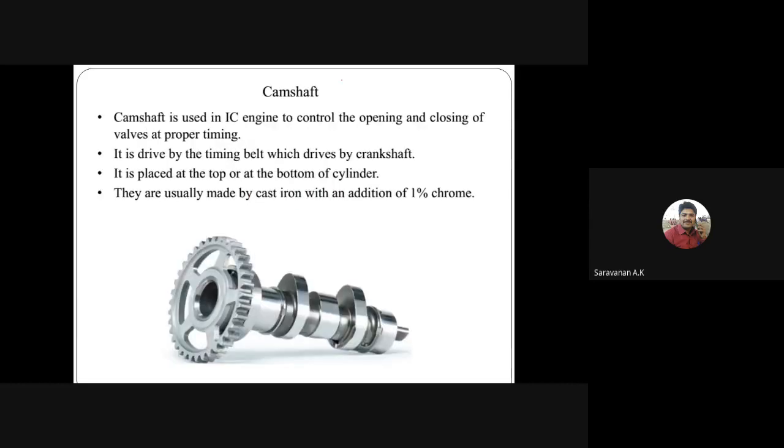And the camshaft is usually made of cast iron with the addition of chromium, so the corrosion and wear properties will be good. It will not corrode easily. Once the cam is corroded, the timing will change. So it will not corrode and it will not wear quickly. The cast iron with chromium is used so the wear and corrosion properties are good. The timing is very important for the camshaft.